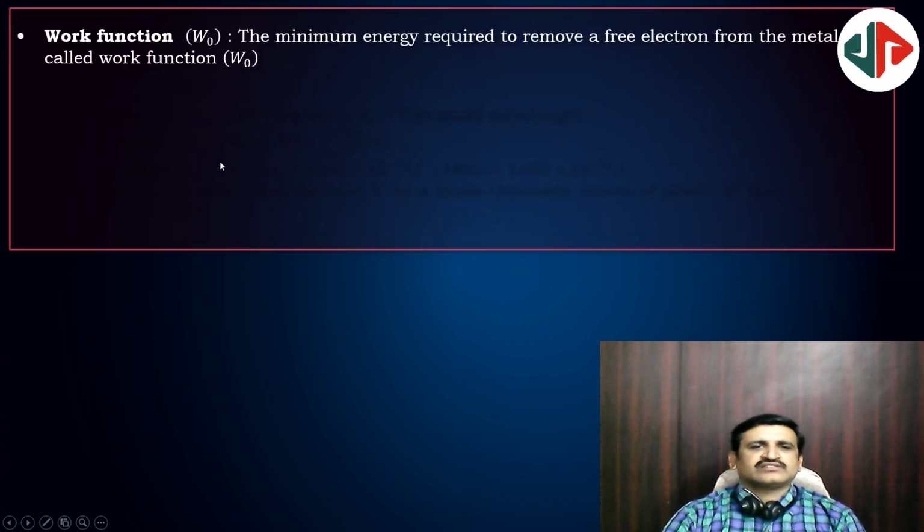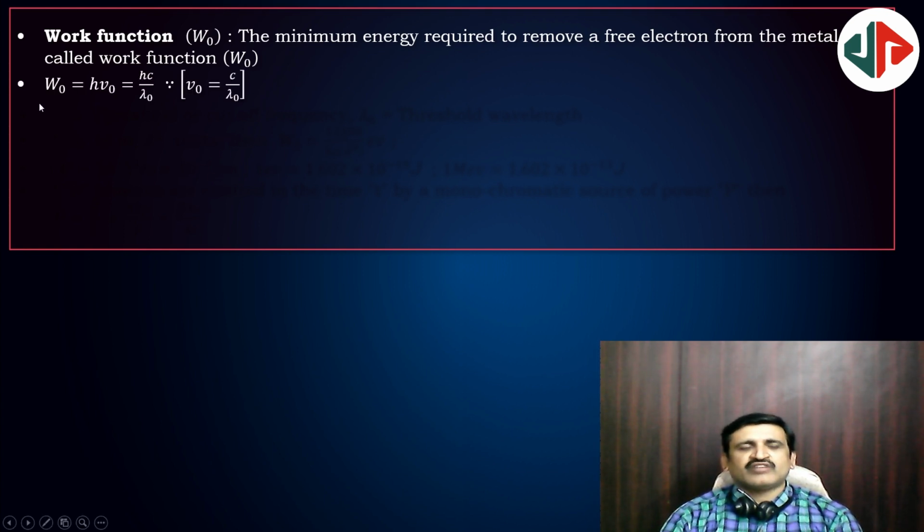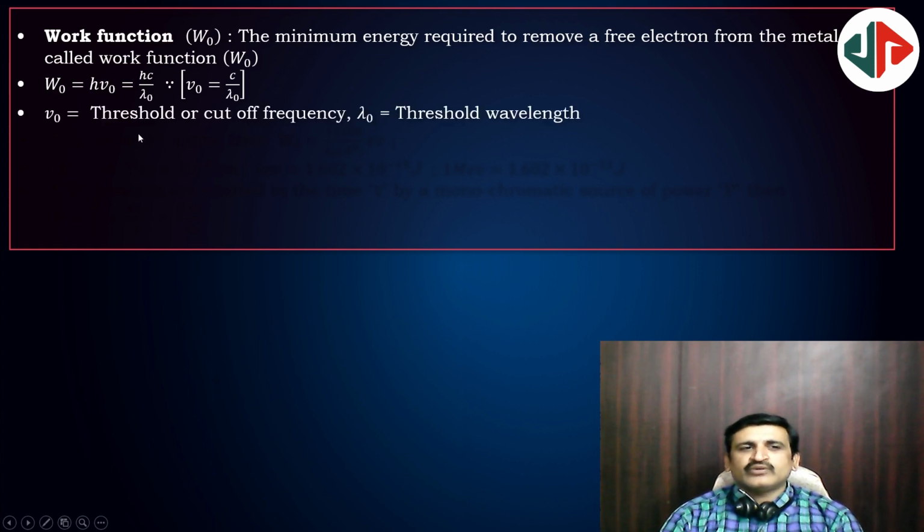Work function. The minimum energy required to remove a free electron from the metal is called work function. Work function is given by h nu naught, this is not V nu, h nu naught or hc by lambda naught, where nu naught is called threshold frequency and lambda naught is called threshold wavelength.